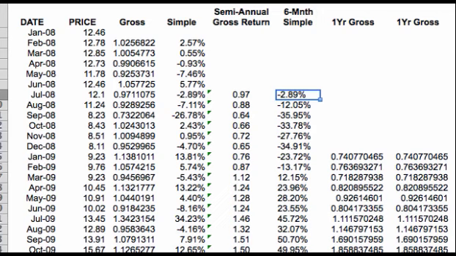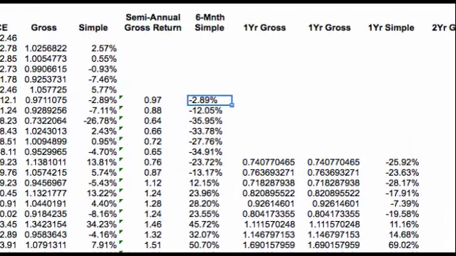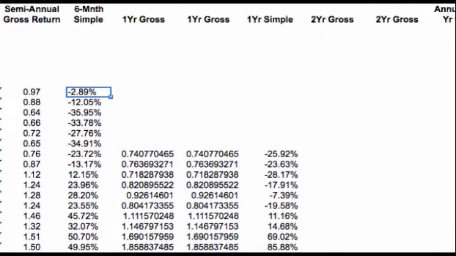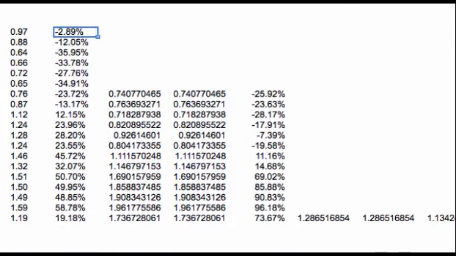So then we have the 1 year gross return, which is the same idea, except instead of dividing the current period by the previous one, we're dividing the current period by the price, which is a year ago. So that's fairly simple as well. So we've got the 1 year gross, 1 year simple, same idea, you're subtracting 1. 2 year gross, I'll have to scroll this up a little bit. 2 year gross is quite literally the final price that we have divided by the first price that we have, because we only have 2 years worth of data.